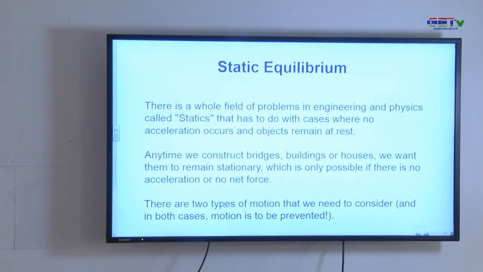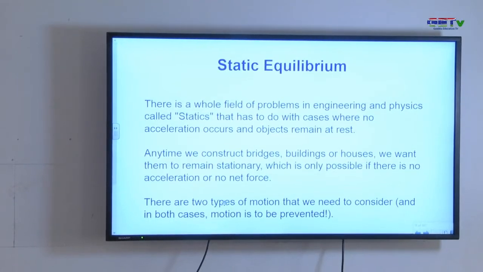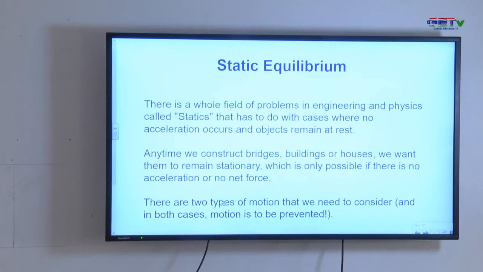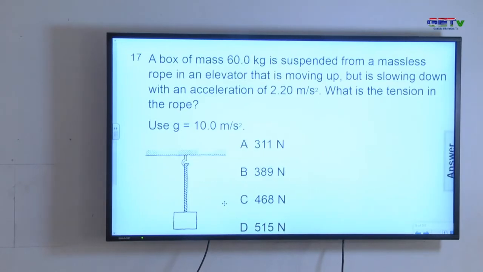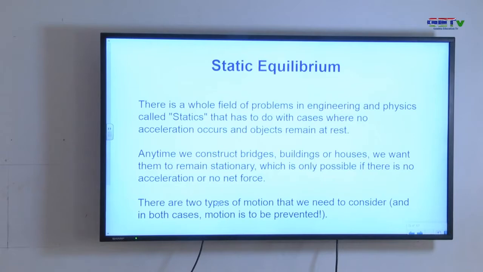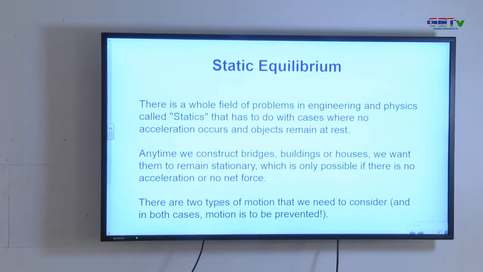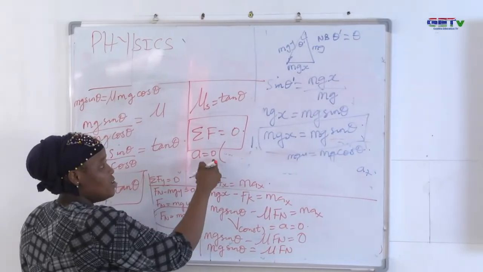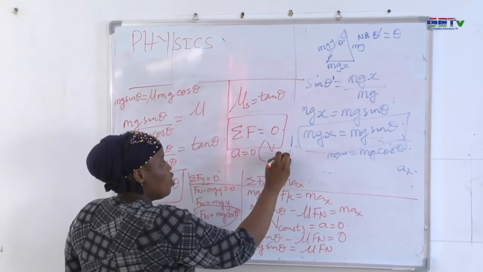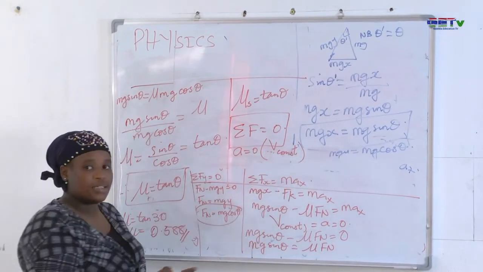That is, the sum of the forces acting on the body must be equivalent to 0. And for this to happen, it means the sum of the forces on both sides must be equal to each other. Good. And also, you should note that when an object is in equilibrium, it is not accelerating. That is because a is 0, and a is 0 means v is constant, or the body is at rest.